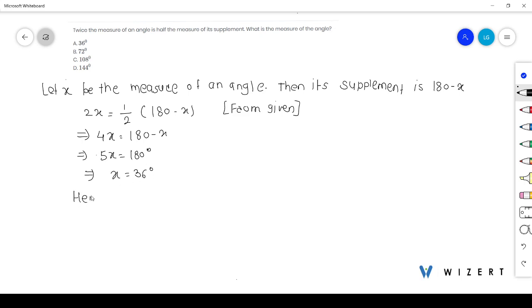Hence the measure of an angle is 36 degrees. So from the available options, we have option A as 36 degrees.